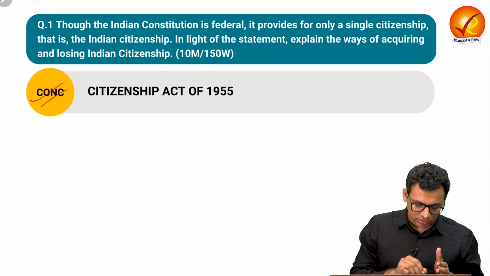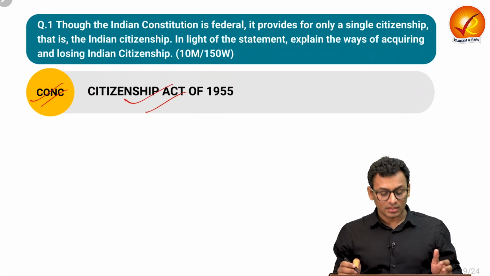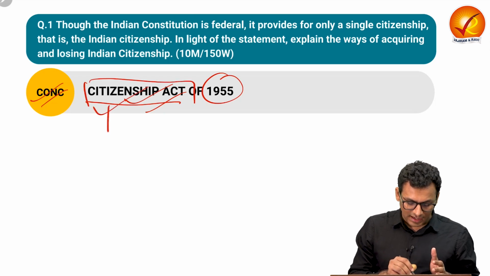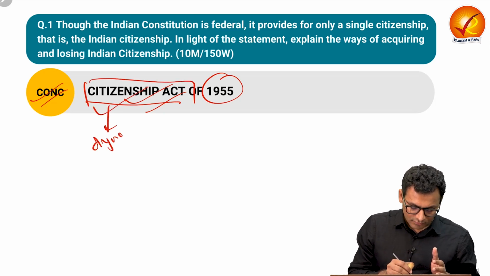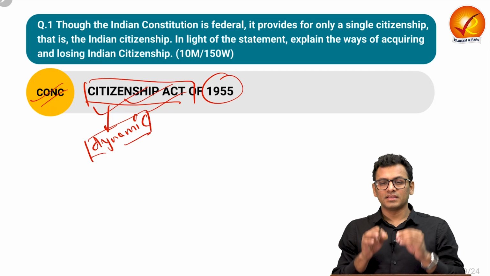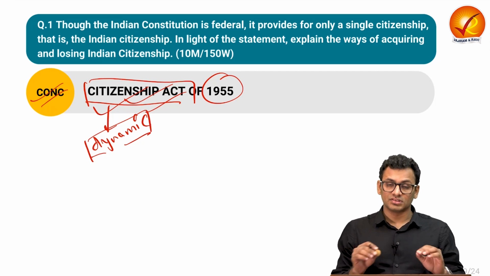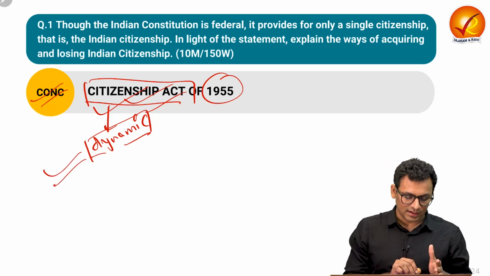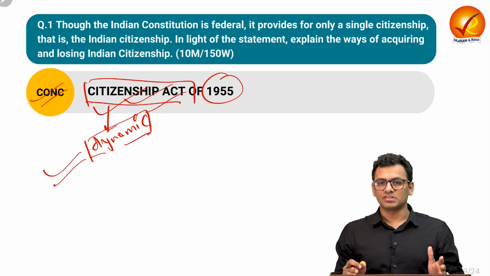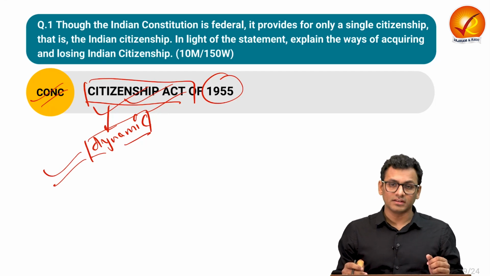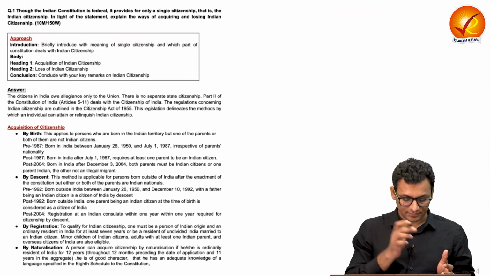In the conclusion, you can talk about how the Citizenship Act of 1955 is a dynamic document, and at the same time you can talk about how it is making sure that the idea of citizenship is evolving with time for the nation. So that is something you can write in the conclusion of this question. So that is all for question number 1. Let us see the model answer and understand how we can inculcate the same in our answer writing practice.